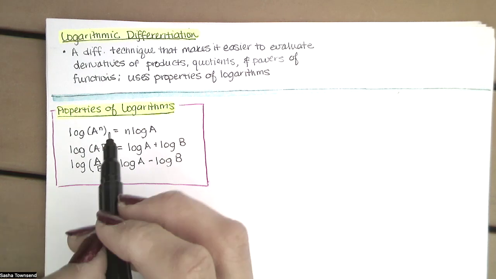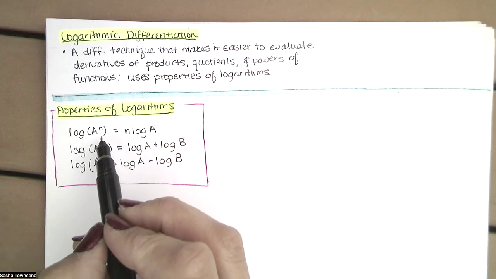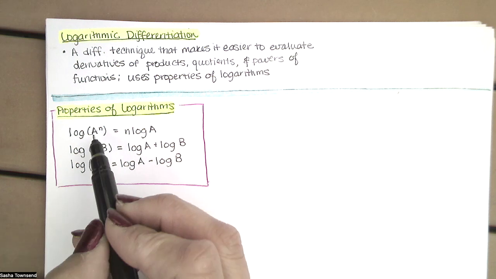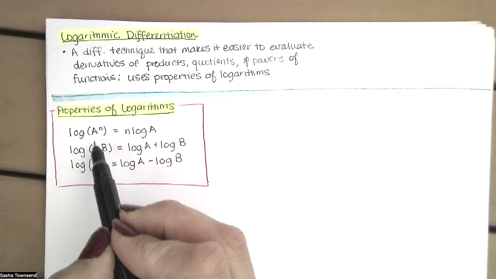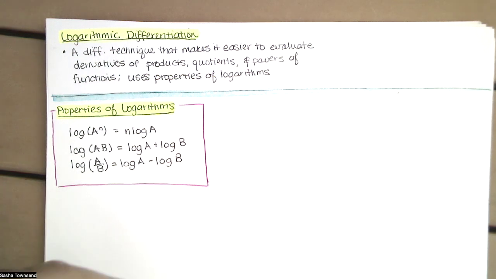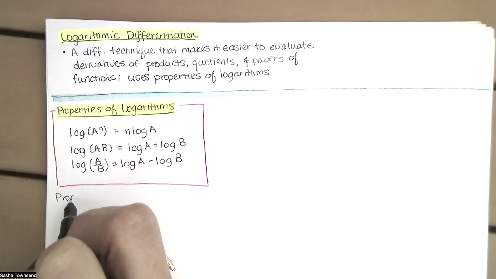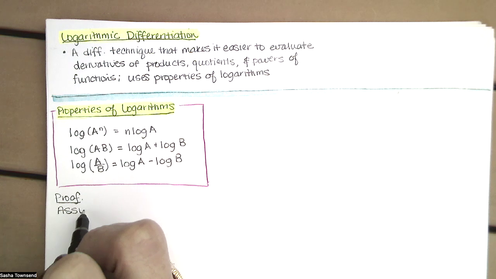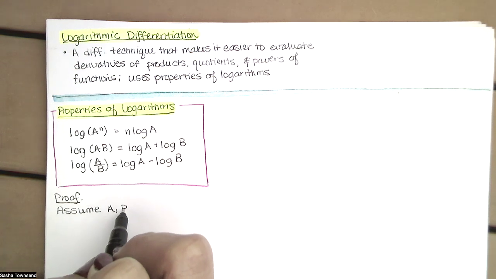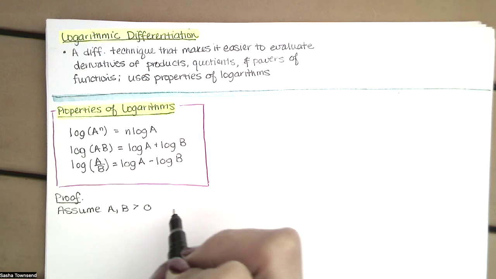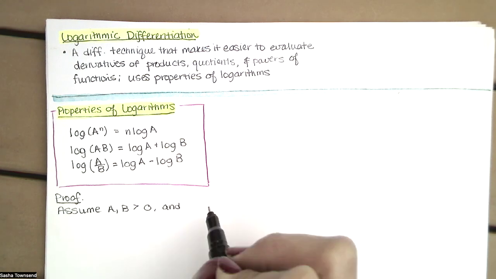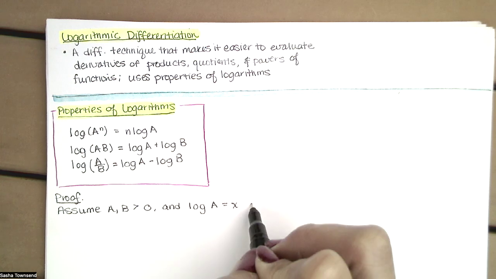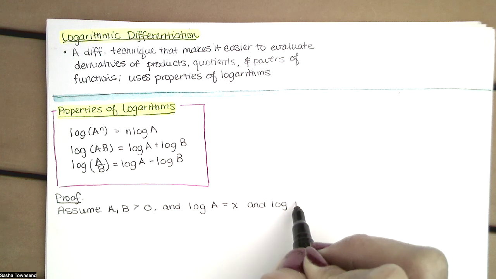So let's say we need a couple of things. We're dealing with logs of products, logs of quotients, and logs of powers. And in order to do that, these expressions inside the parentheses of the logarithm have to be positive. So let's assume A and B are positive so that the logarithms are well defined. And let's say that the log of A is equal to X and the log of B is equal to Y.